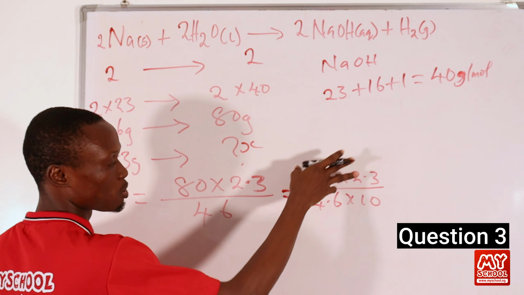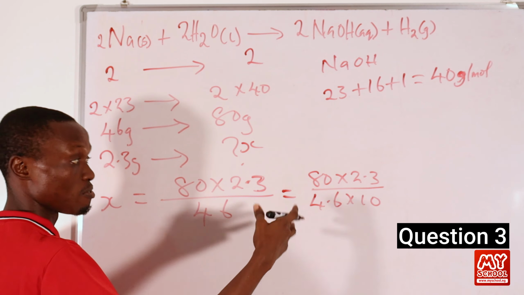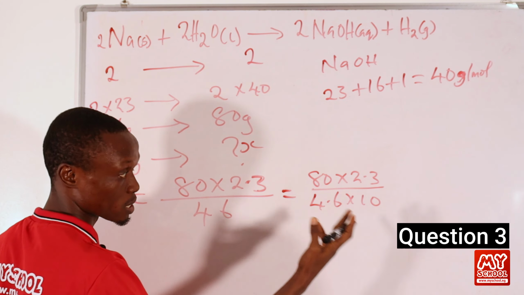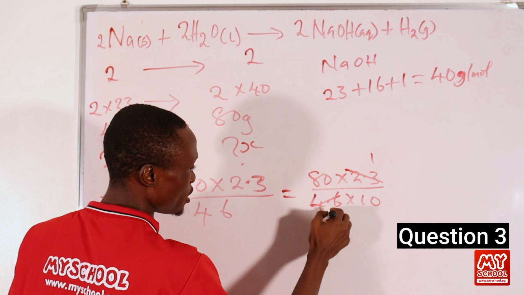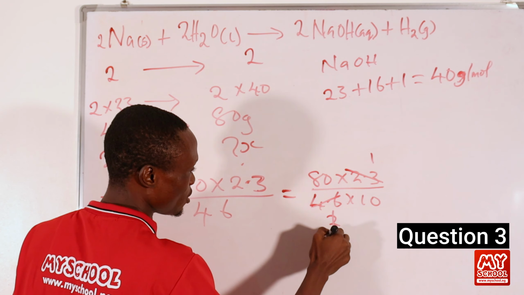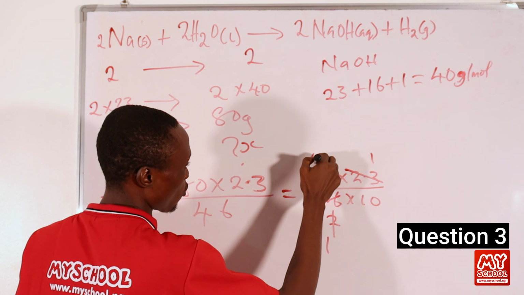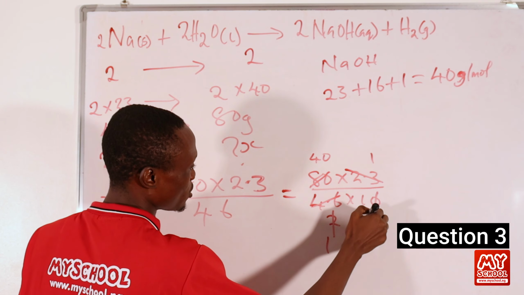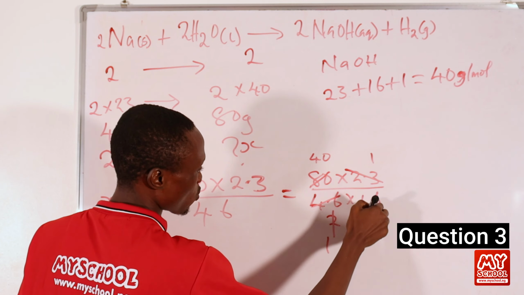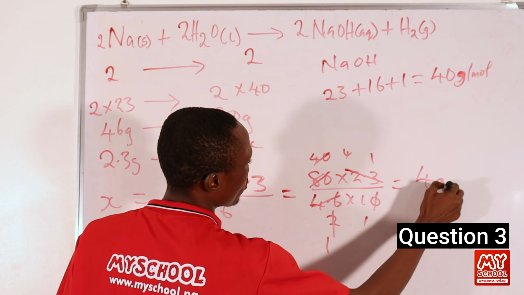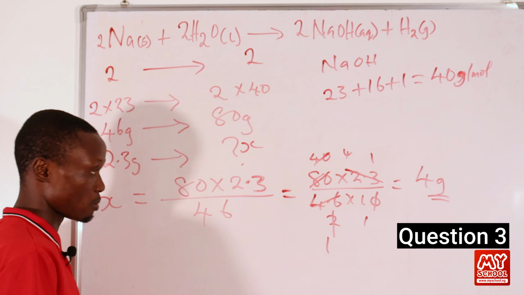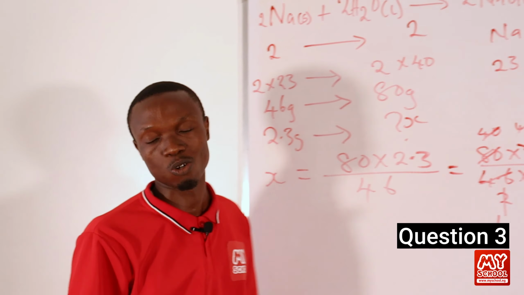Okay, so the reason why I'm doing this is so that we can easily divide without a calculator. So 2.3 here is 1, 2.3 here is 2, right? So 2 here is 1, 2 into 80 is 40, right? So 0 here is, okay, 10 here is 1, then 10 here is 4, so that our answer becomes what? 4 gram. Okay, so let's move over to the screen to pick the correct option.